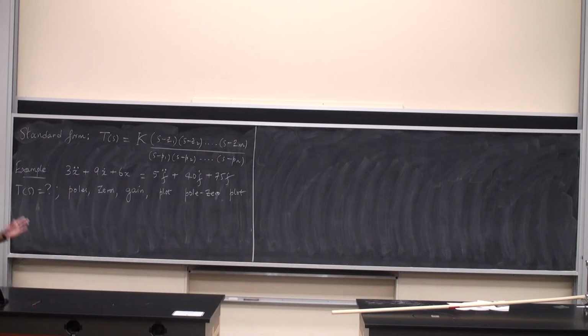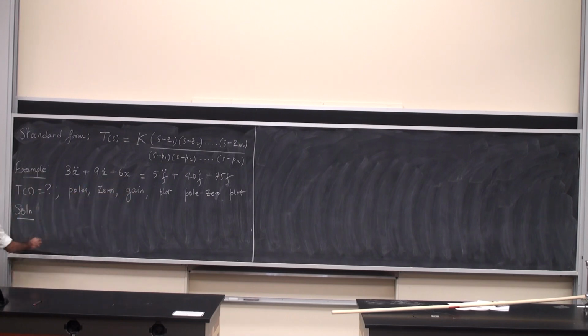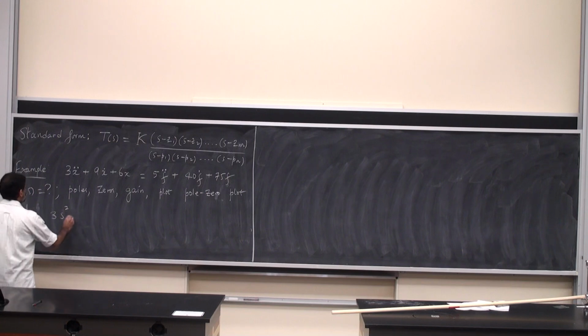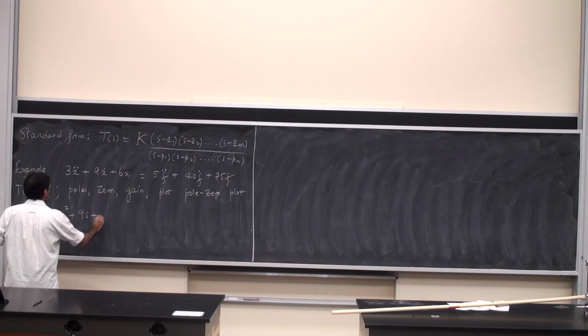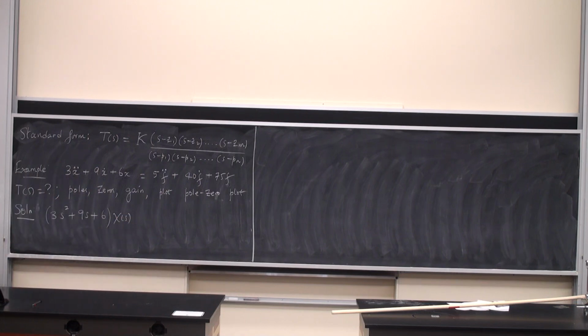Here is what we do. Take Laplace transform on both sides, switch off the initial conditions. Okay, so solution. Take Laplace transform on both sides, no initial conditions. So the Laplace transform of x double dot becomes s square times X of s, s times X of s, X of s. Common factor out. So this becomes 3s square plus 9s plus 6 times X of s.